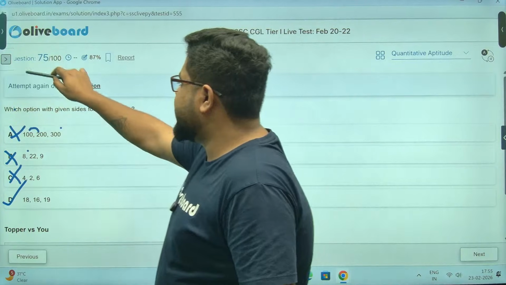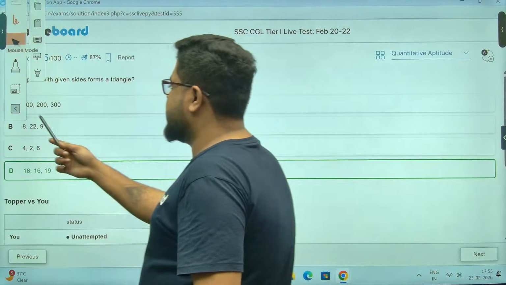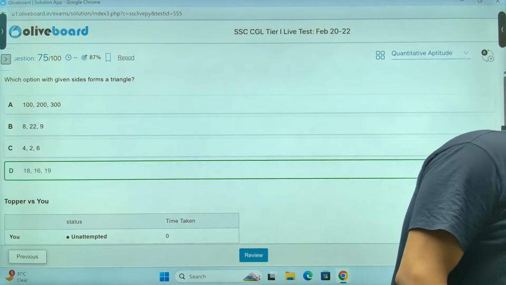Again, this was a very simple free hit question. And again, I'm doing all sorts of wrong calculations today. But again, that was this week's mock for you.